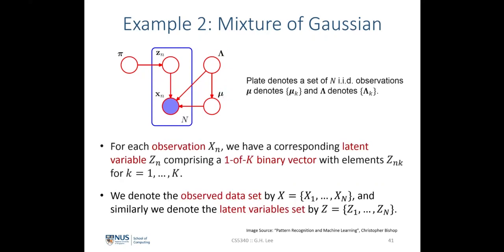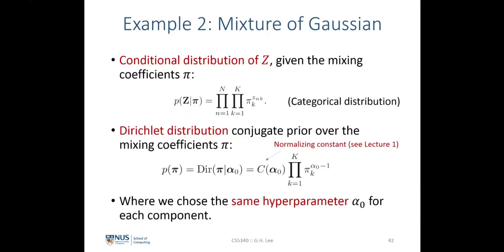Now, as we have seen in the previous lecture, for each observation we have a latent random variable zn, which is a 1-of-k binary vector with elements k equals 1 all the way to K. In this case, znk equal to 1 simply represents that the observation xn is going to take the kth class. The conditional distribution of z given the mixing coefficient is given by this categorical distribution. This is what we have seen in the earlier lecture.